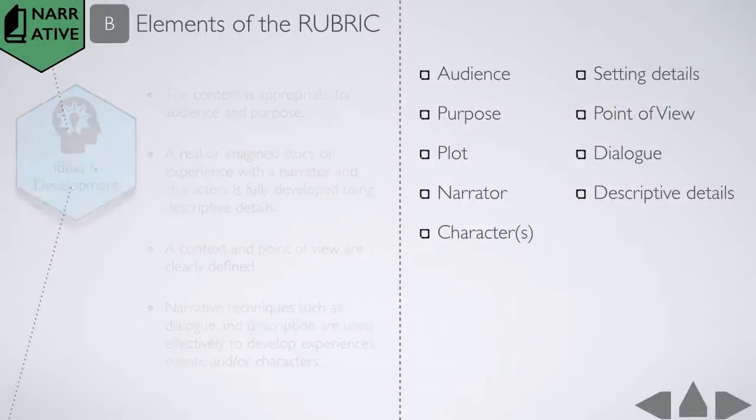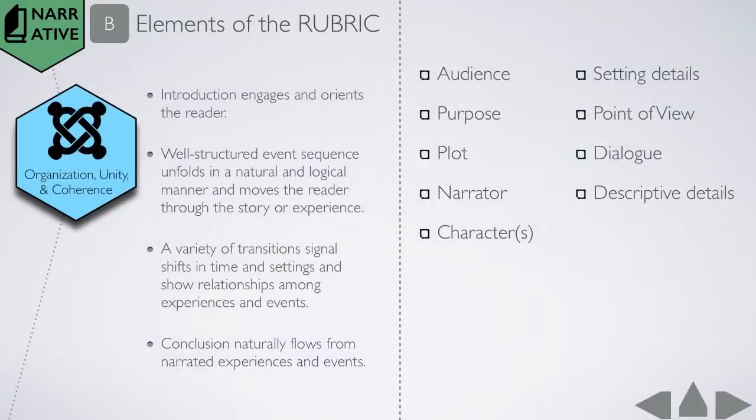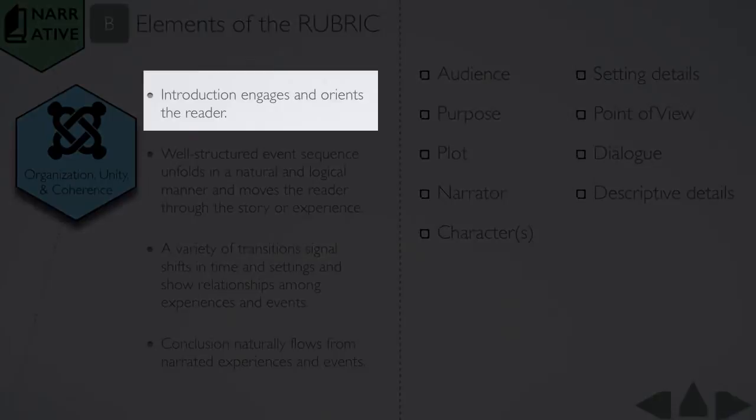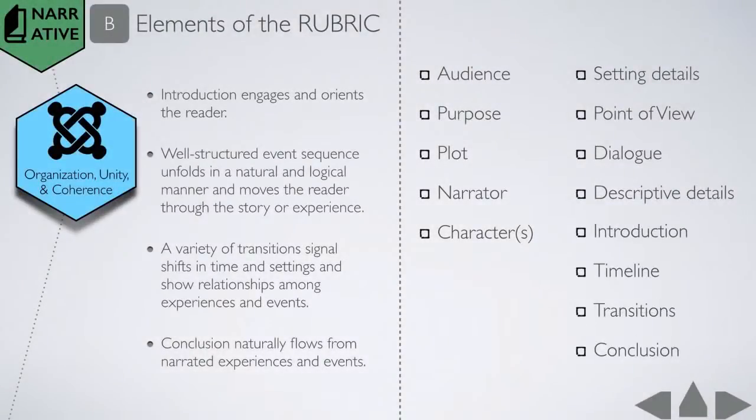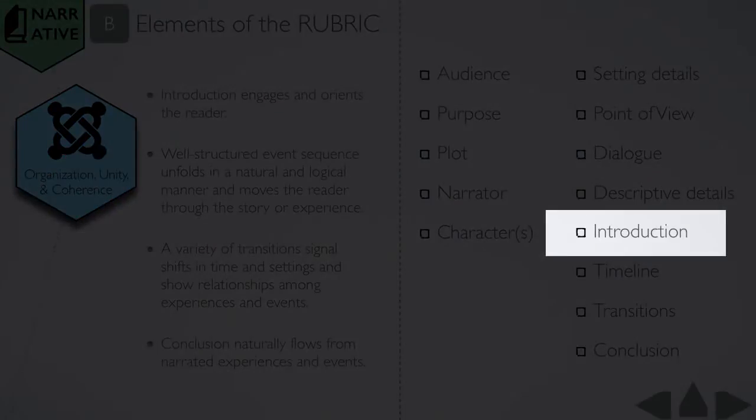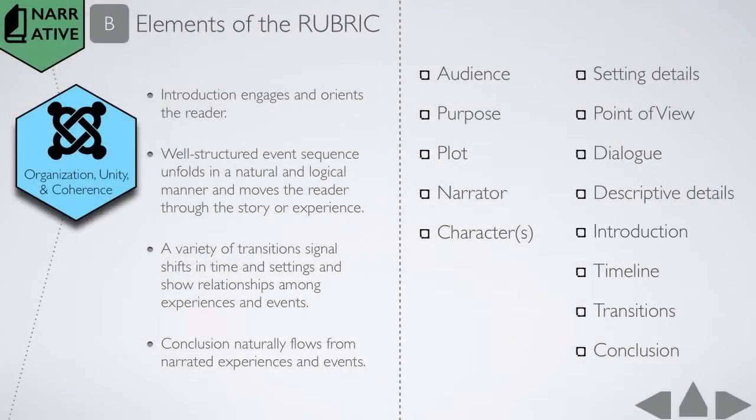Now let's look at organization, unity, and coherence. Same situation here. We have the 4 bullet points taken from the score 4 part of the narrative rubric. And it says, introduction engages and orients the reader. So we have to have an introduction. Well, that's kind of a given. If you follow the basic plot line, you're going to have an introduction and a conclusion.